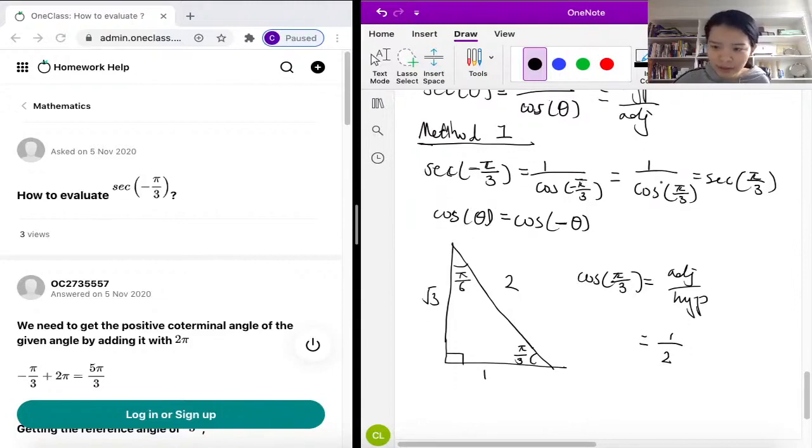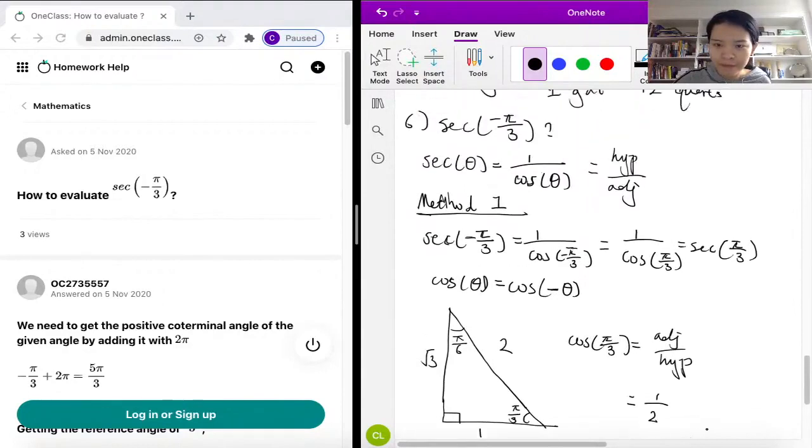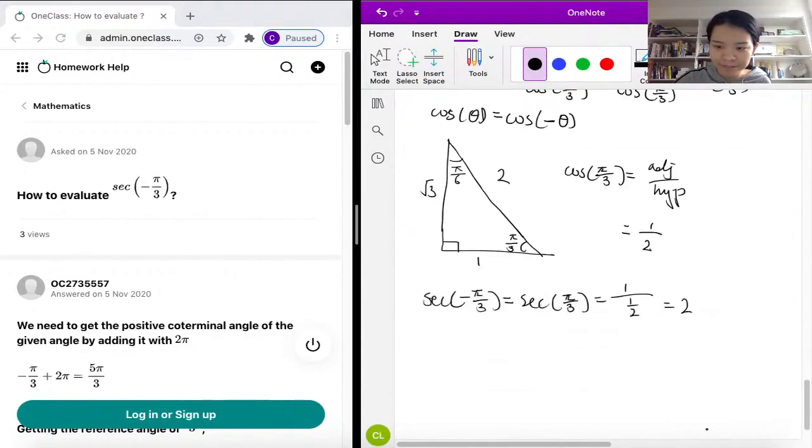And then I also know the secant of pi over 3 is 1 over the cosine of pi over 3. So the secant of negative pi over 3, which equals the secant of pi over 3, is equal to 1 over 1 over 2, which is equal to 2. Okay, so that's our first way of finding the secant of a function.